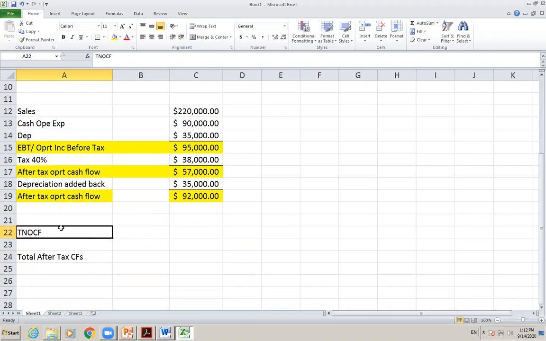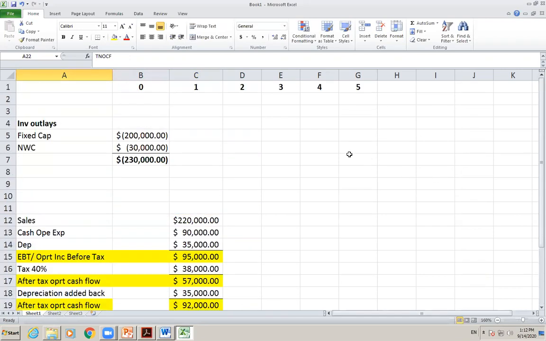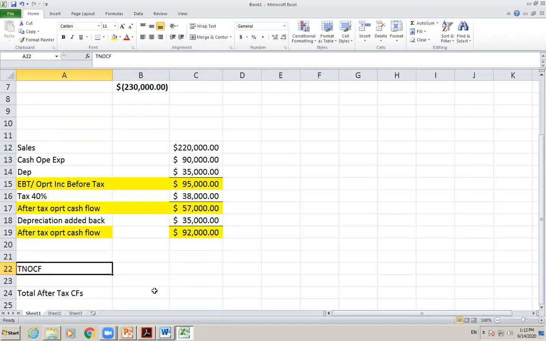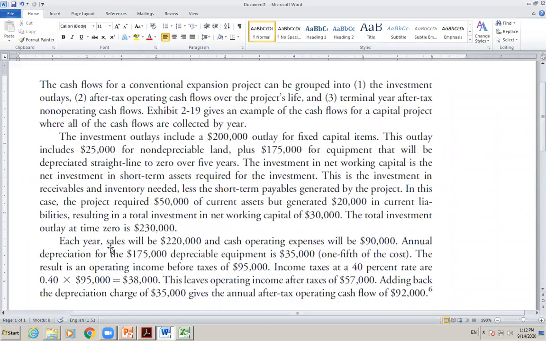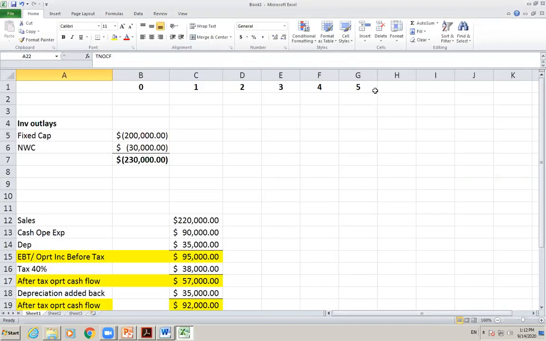I will leave this to the last moment, but I want to calculate all the cash flows for all years, because the project lasts 5 years. So we need to estimate the project for 5 years. If you come to the question, you see that each year the sales will be 220 and operating expense will be 90,000 and depreciation will be 35,000, which is 1/5 of the cost. For simplicity, we're assuming that for all years we're going to have the same cash flows. But in reality, in real life, we're going to touch on that as well.